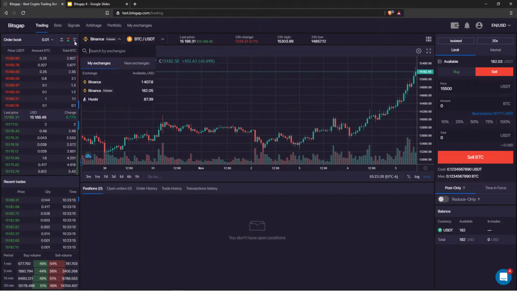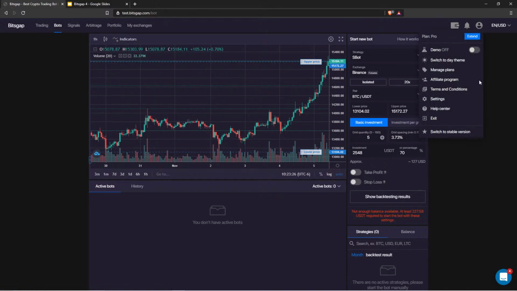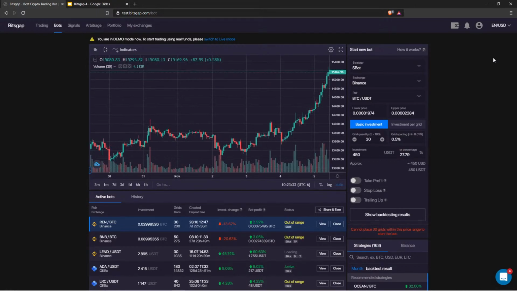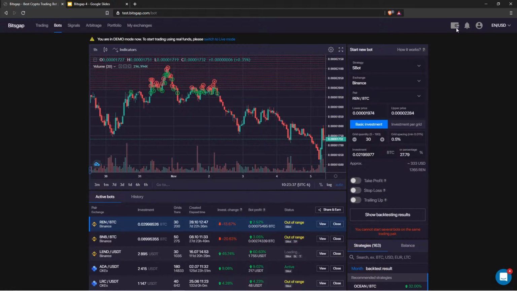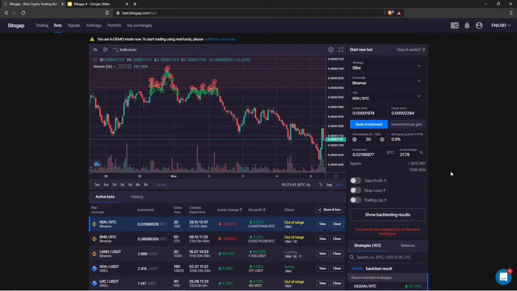All right. So now let's move on to the bot section, and I will actually switch to the demo mode. If you are not aware of this feature, demo mode is basically a risk-free trading simulator where you have virtual money. All right, so see, that's all virtual money, and you can use this virtual money to trade absolutely risk-free.